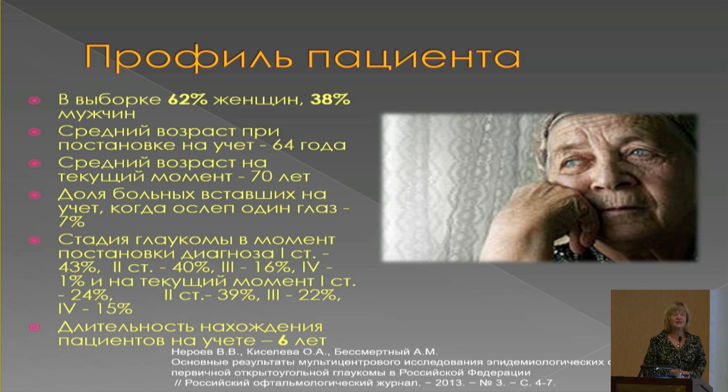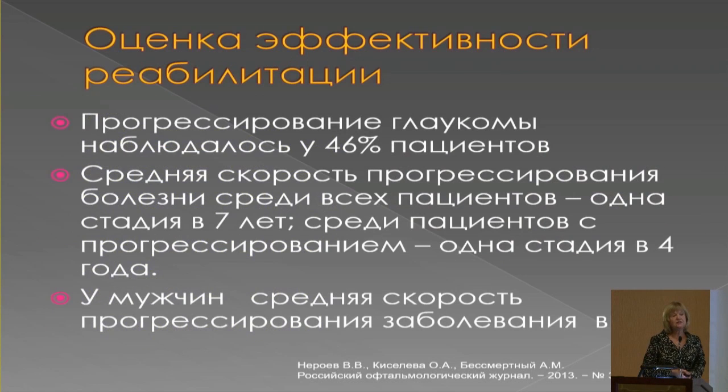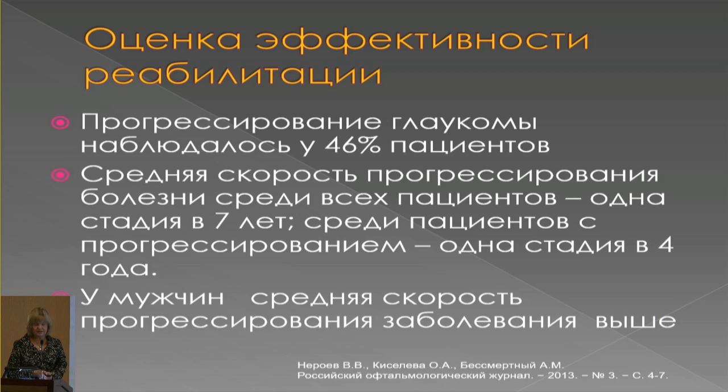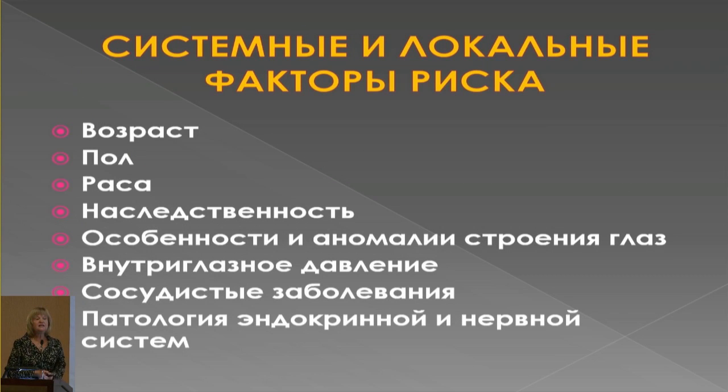At the Helmholtz Institution, we performed an epidemiological study that covered a pretty large pool of patients. More than 12,000 patients were examined and enrolled into that assessment. As a result, we found out that glaucoma progression was seen in almost 50% of cases. The average rate of progression of the disease is 1 stage per 7 years, and among patients with progression, 1 stage in 4 years. Statistically, the average progression rate is higher in males than in females.